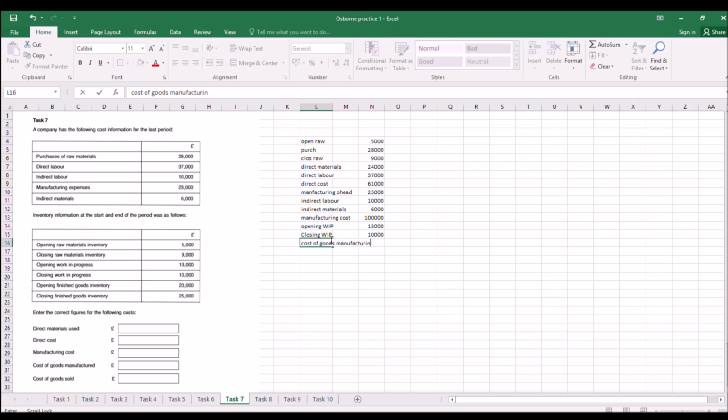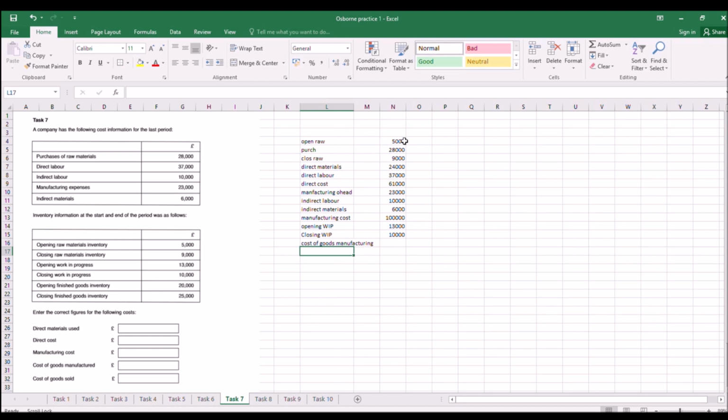So this is the cost of the goods manufactured. If we get to here, we've got our direct costs that we've incurred, and in this one all of our direct labour. So that's what we effectively spent on our direct costs. We then got these other additional costs that get us down to our manufacturing costs. So this is the amount spent.